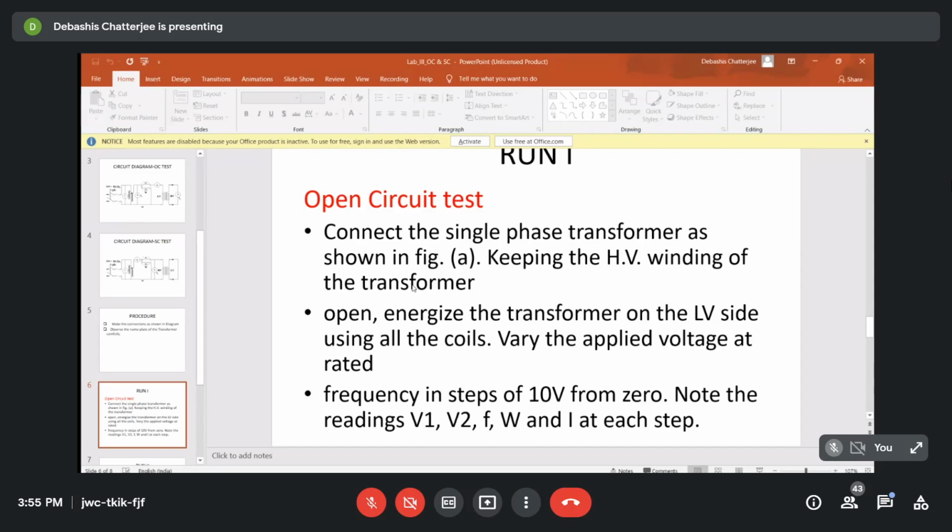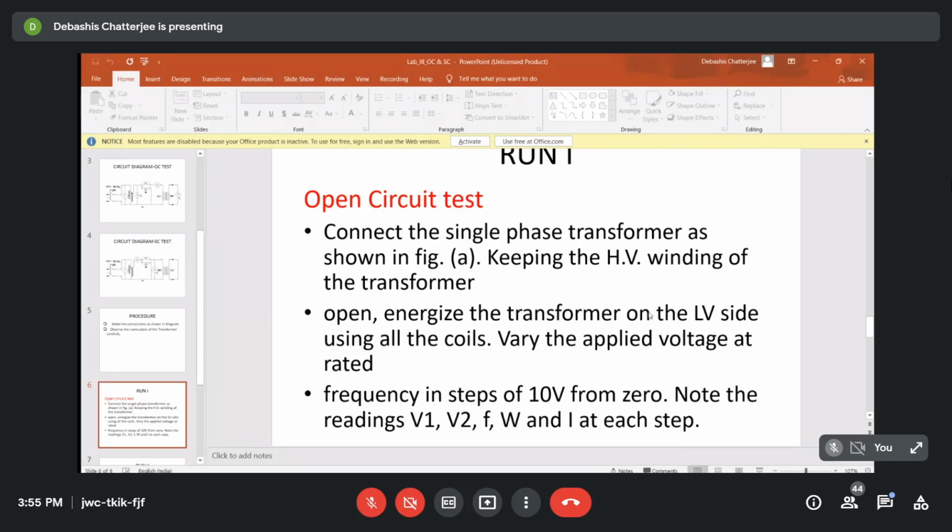The open circuit test. Now connect single phase transformers as shown in figure A, like what I have shown. Keep the HV side of the transformer open. Energize the transformer on the LV side using all the coils. Now why all the coils? Because in the laboratory we have a transformer with 3 coils, meaning 2 coils of low voltage and 1 coil of high voltage.